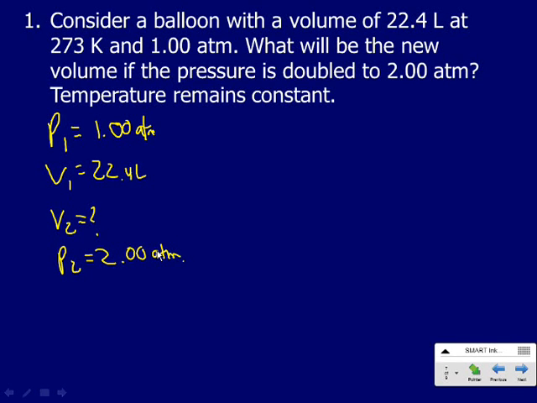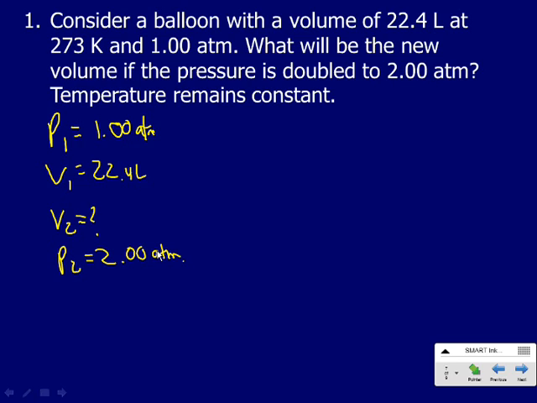If I triple the pressure, what happens to the volume? What's it going to be? If I triple the pressure, what would the volume become? What's the inverse of triple? 1/3, right? What if I made the pressure get smaller by 1/2 of its value? What would happen to the volume? It would be doubled because it's an inverse relationship, all right?